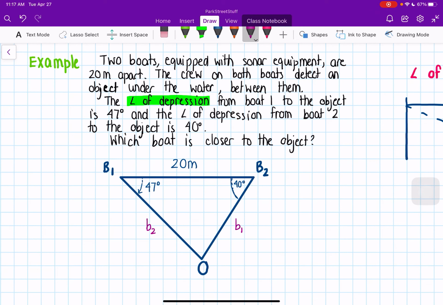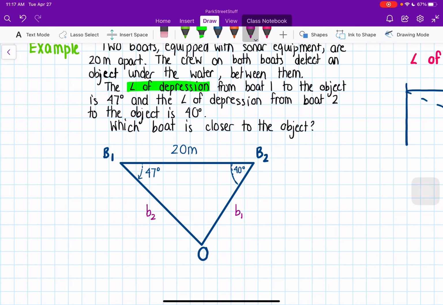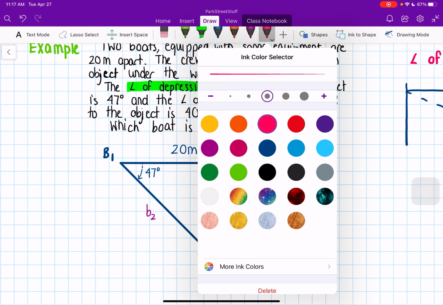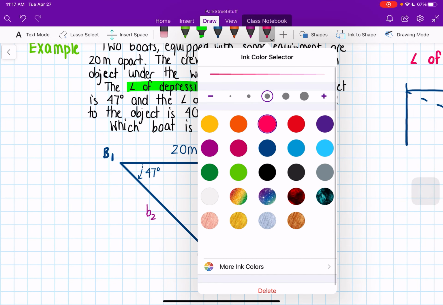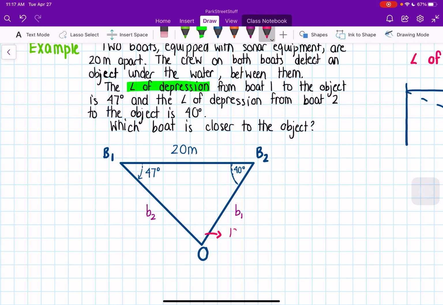So sine law is going to come into play again. However, we are going to need to find the value of this angle. In order to find that value, remember we have to use the sum of angles in a triangle. So 180 minus, and then we have 47 plus 40. When we do that, we get 93. So there's our 93 in here. Okay, now we're good to go.